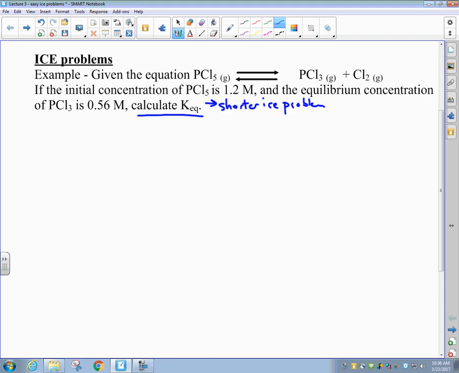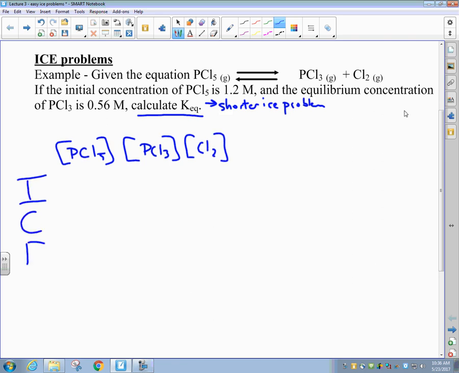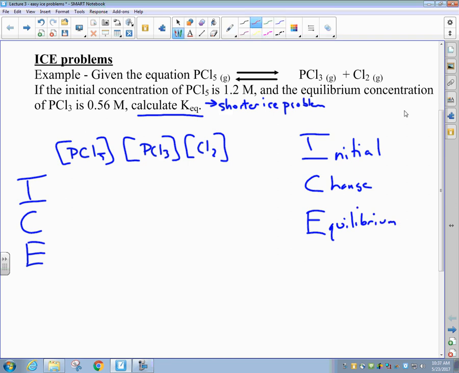First thing we're going to do is, as we've done before, use brackets to represent concentrations. We're going to list the three species as their own separate row, and then we'll have the initials I, C, and E. The initials I, C, and E stand for initial concentration, then change in concentration, and finally equilibrium concentration. So we get the abbreviation ICE from those letters, I, C, E.